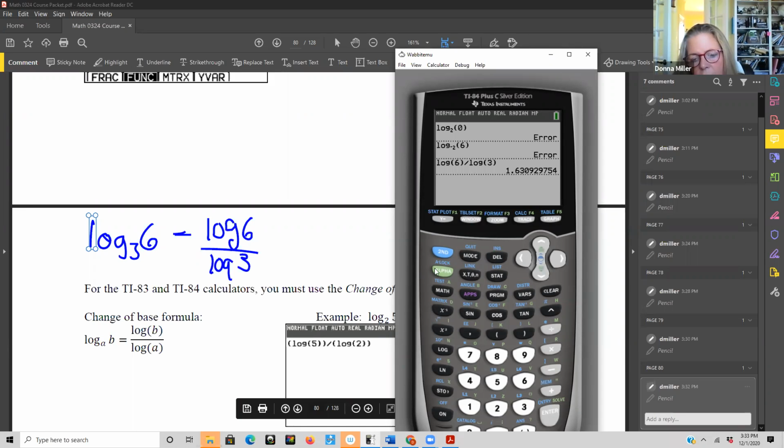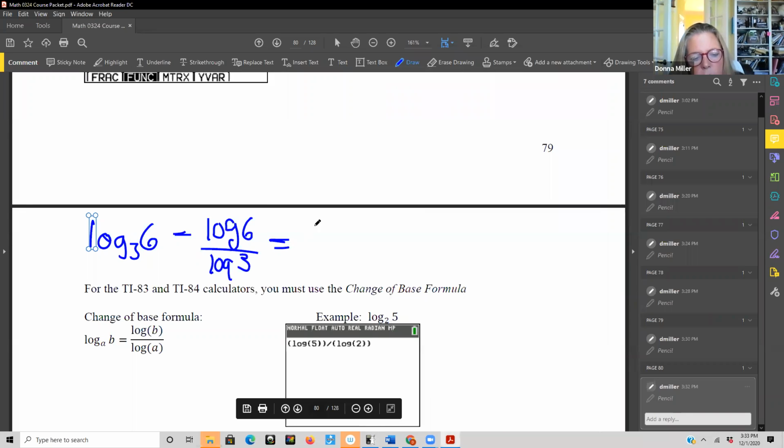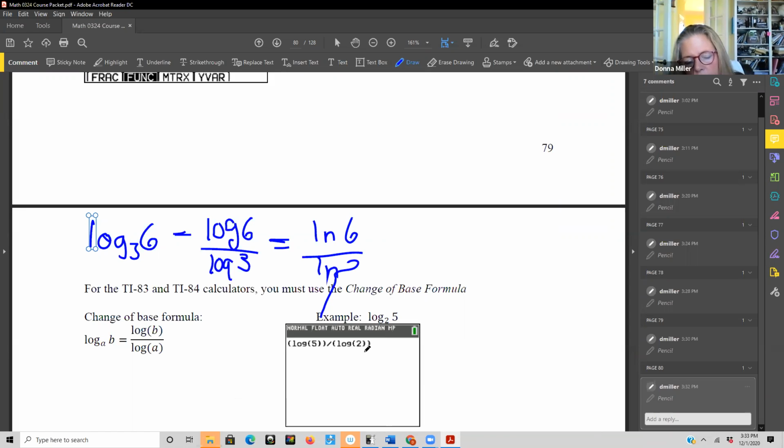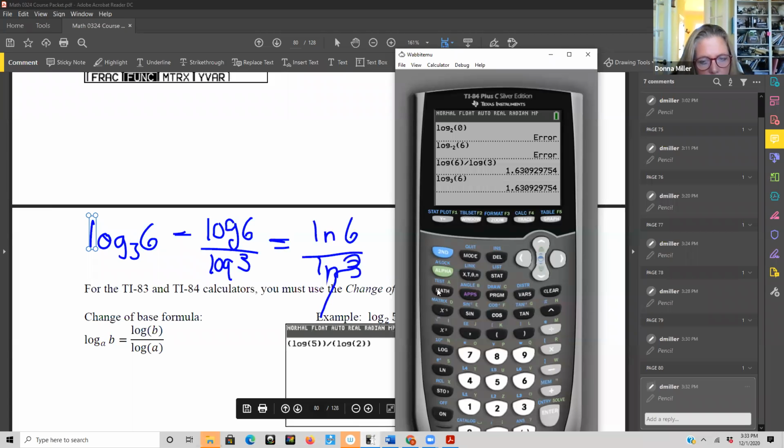All right, if I have the TI-84, all I have to do is the log base button, which is 5. Log base 3 of 6. I should get the same number. And there it is. Now, if you have the 83, you can also do the same thing. You can take the ln of 6 over the ln of 3. It doesn't matter what log you use. You're going to get the same answer. So if I do the ln of 6, just to show you.